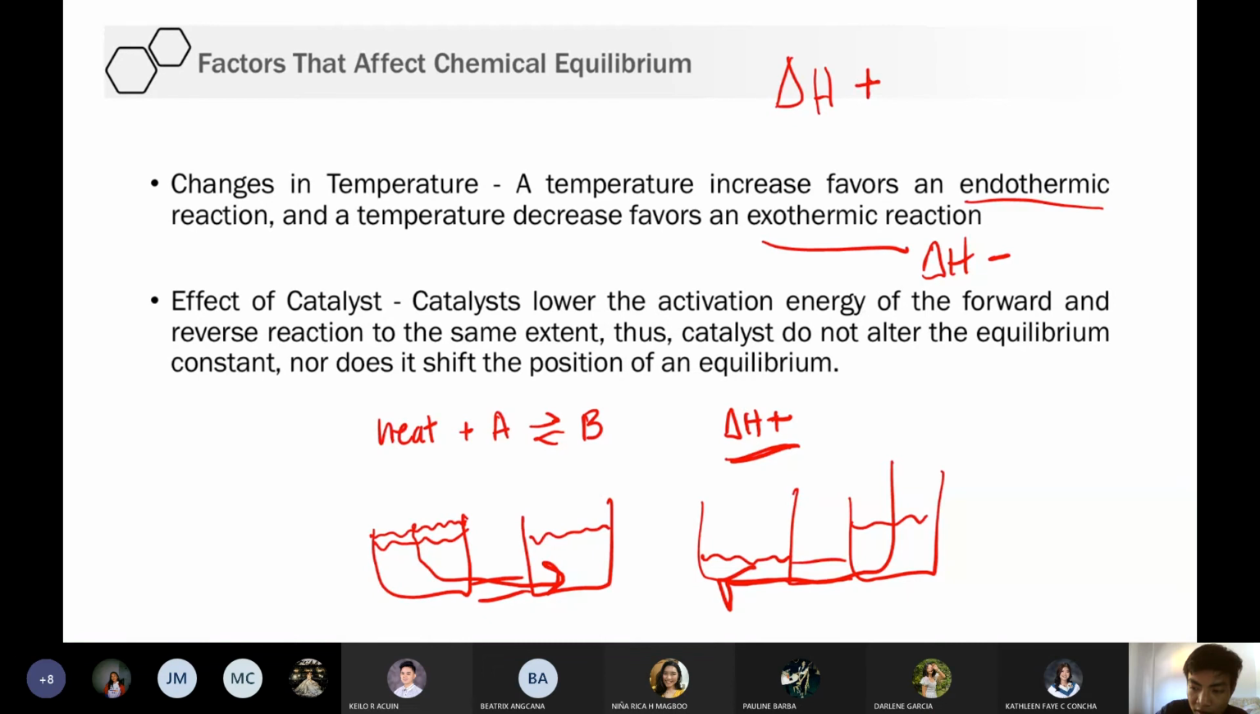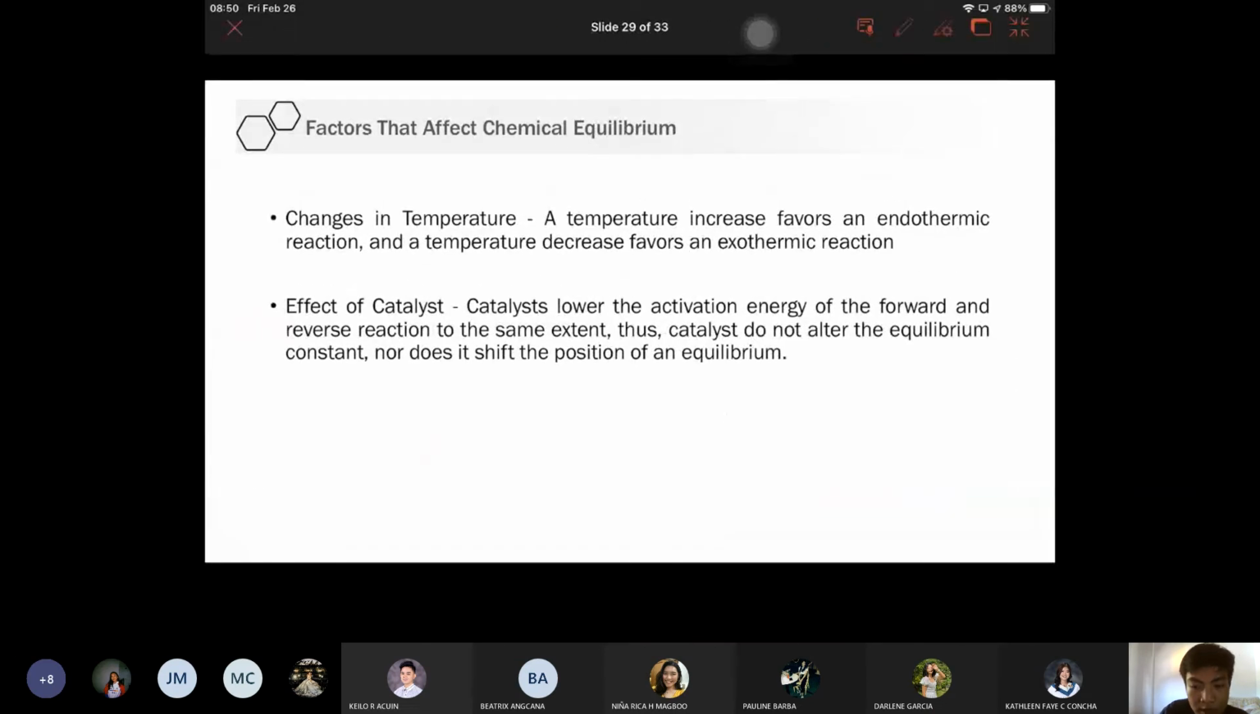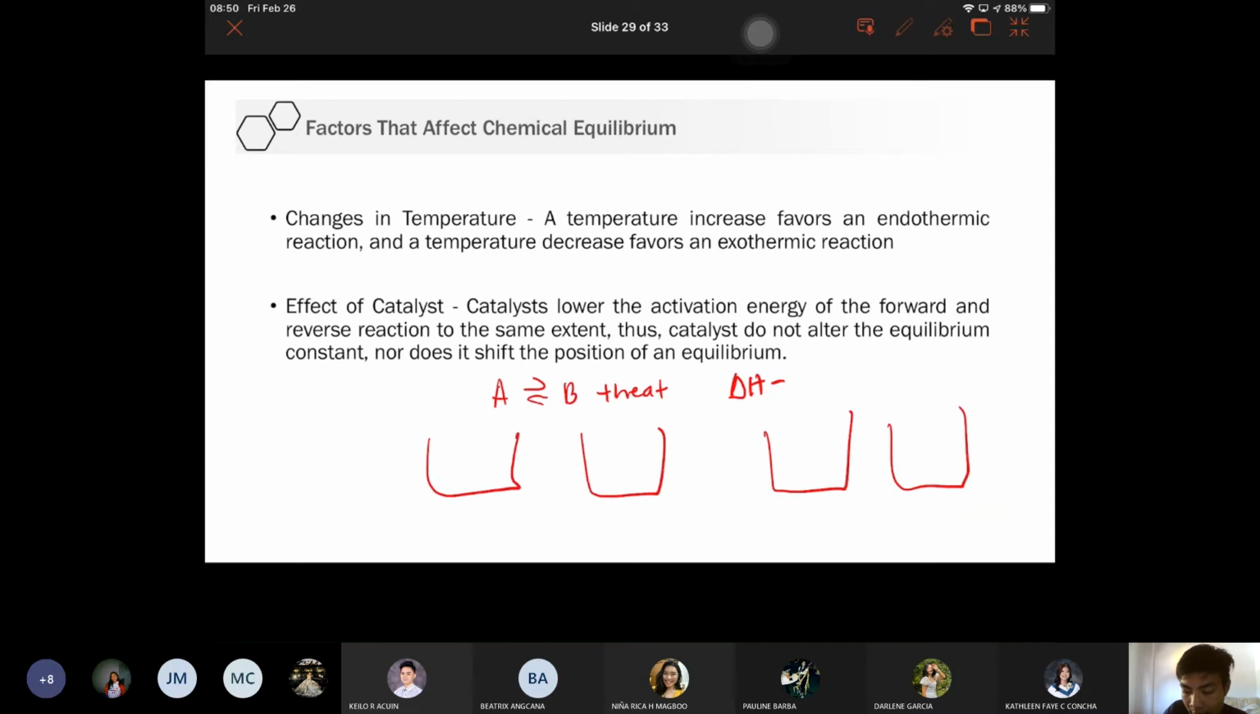How about exothermic? For exothermic reactions, imagine your heat as the product. So that delta H value will be negative. Let's use our water bucket analogy.